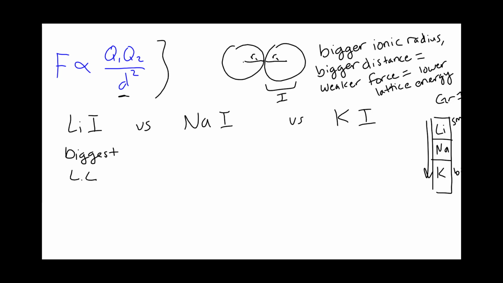Lattice energy, I'm just going to call it LE. Which would have the smallest lattice energy? Potassium iodide, smallest, because it had the biggest ionic radius, therefore the magnets are the furthest apart.